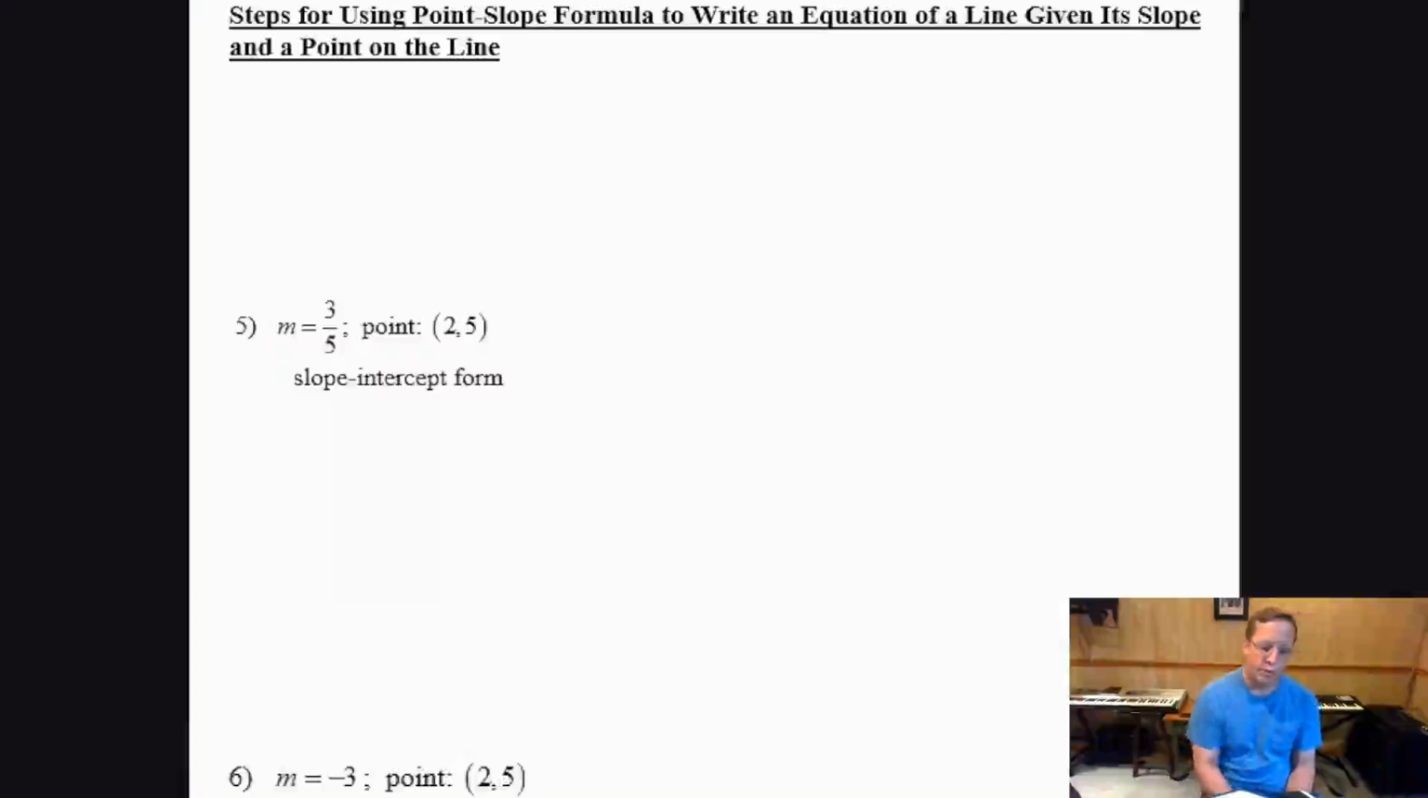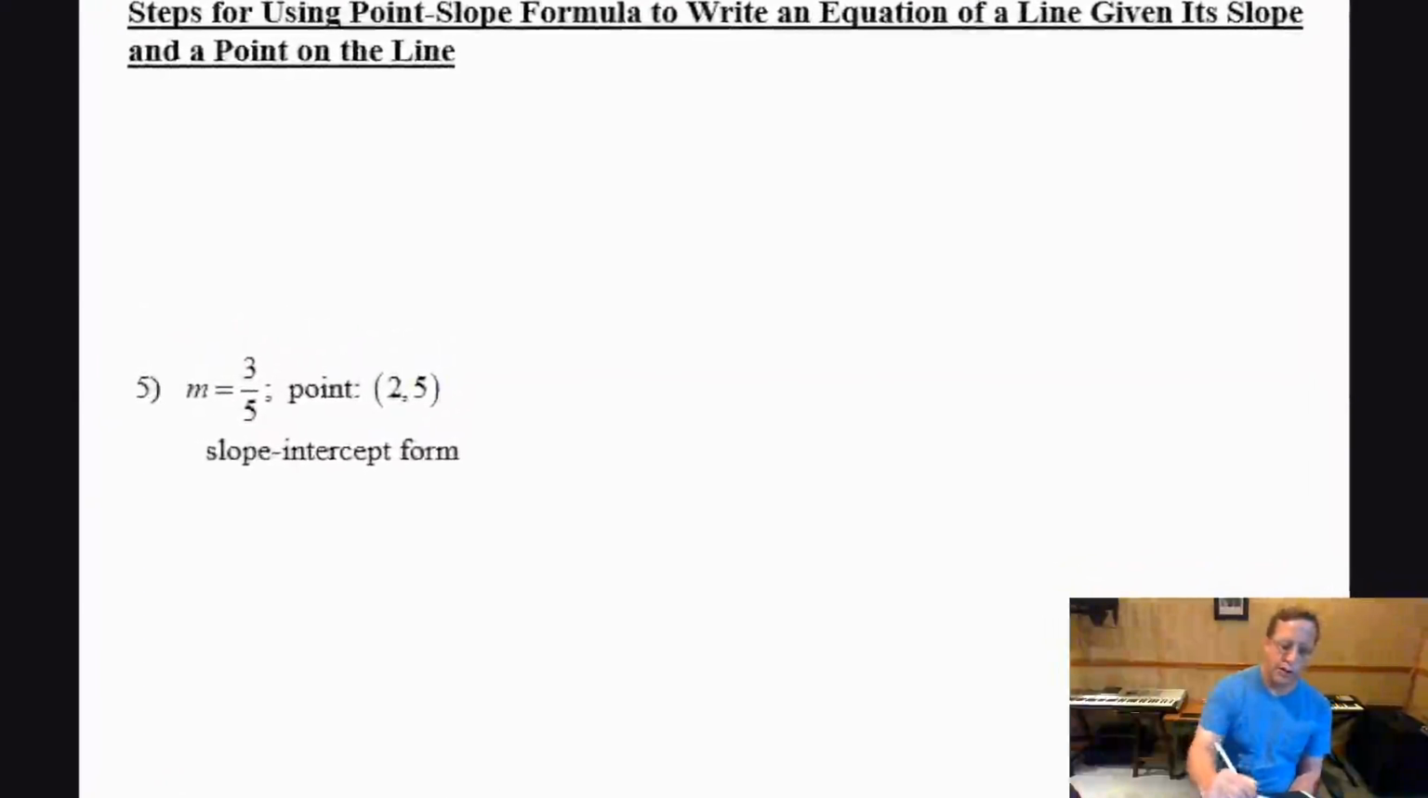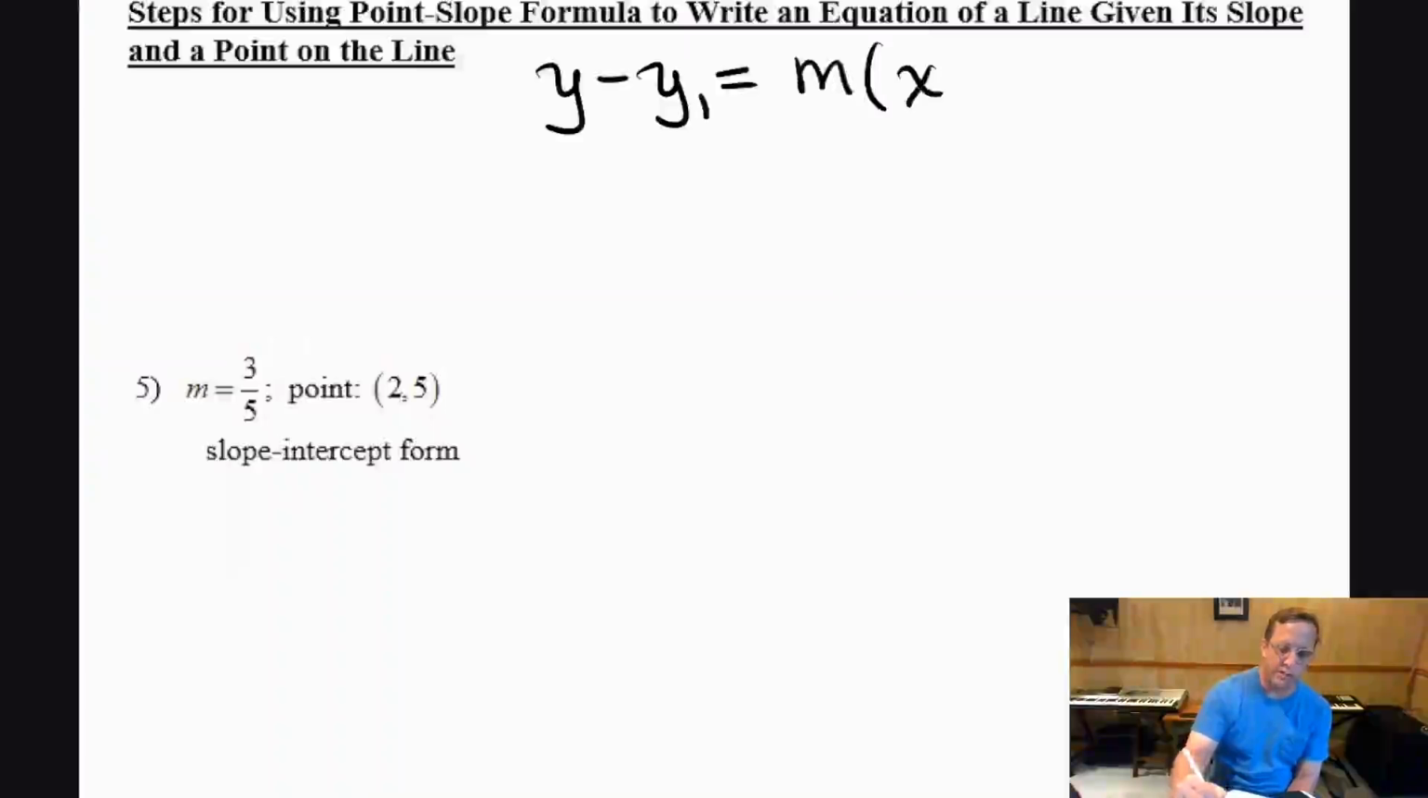All right, steps for using point slope formula to write an equation of a line given its slope and a point of a line. So point slope formula is a little bit of a mouthful. Let's go ahead and jot this down. It's y minus y sub 1 equals m times, and then parentheses, x minus x sub 1. Jot that down, and let's kind of talk about all these things.